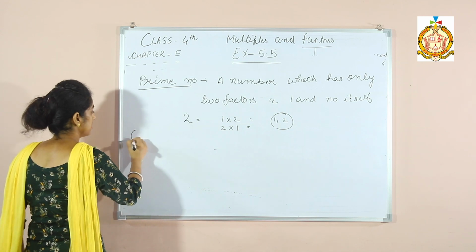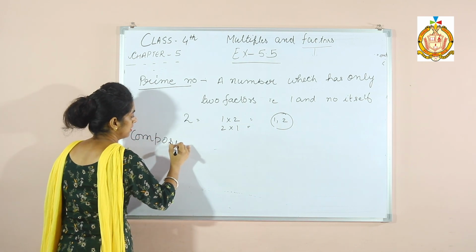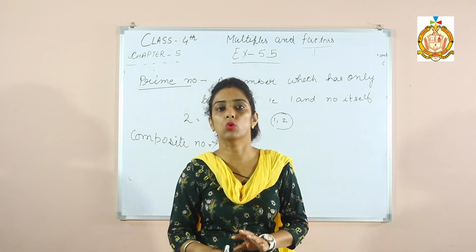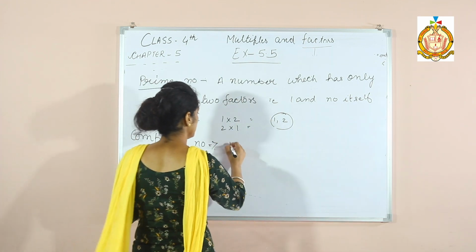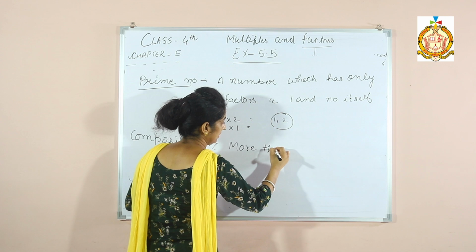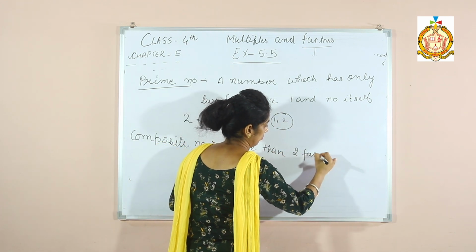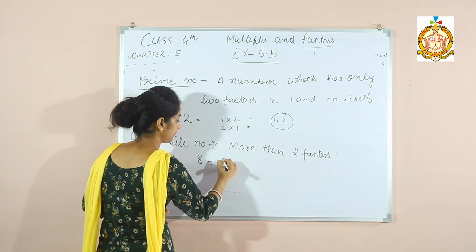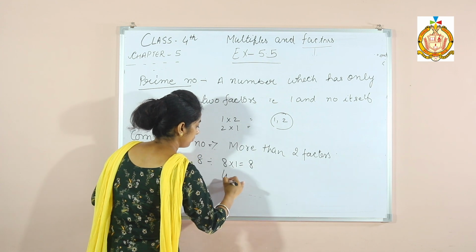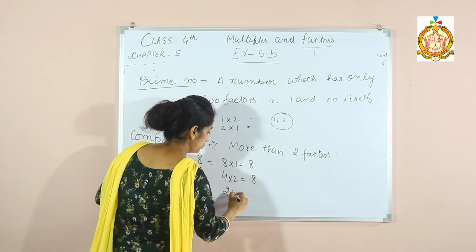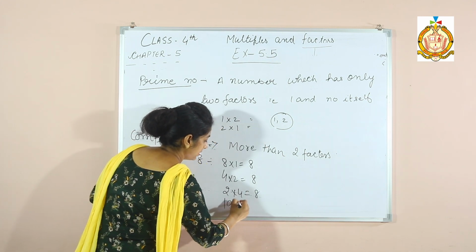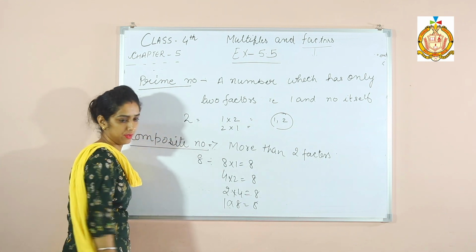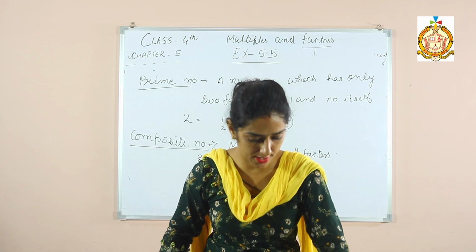Now the second one is composite number, a number which has more than two factors. For example, 8 multiply 1 is 8, 4 multiply 2 is 8, 2 multiply 4 is 8, and 1 multiply 8 is 8. So more than two factors, these are called composite numbers. Now come to the exercise.